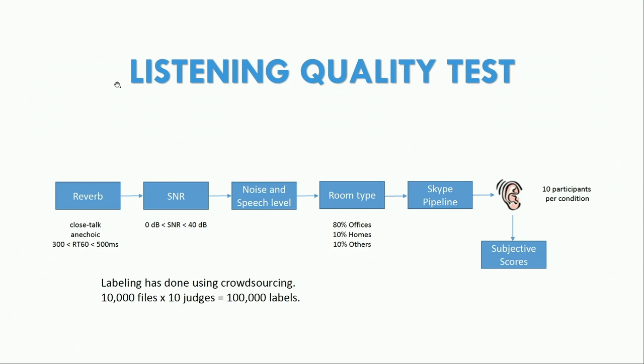So I thought it was important, before talking about our listening quality test, to make clear what the effects are that people are listening to. So we have reverberant speech with RT60 ranging from 300 milliseconds to 500 milliseconds, which in our discussion was the most common range. And we have close talk and anechoic speech.